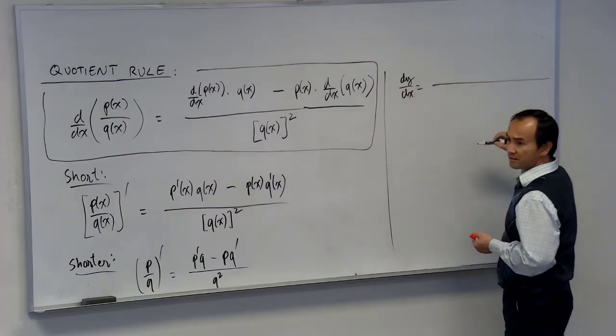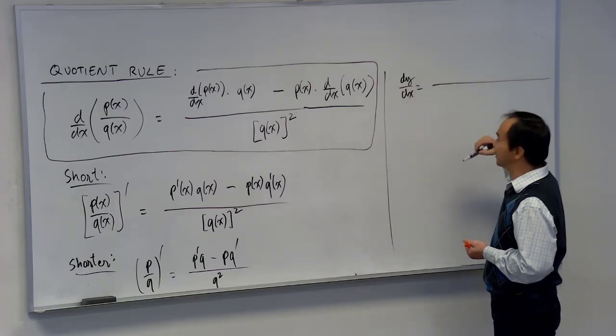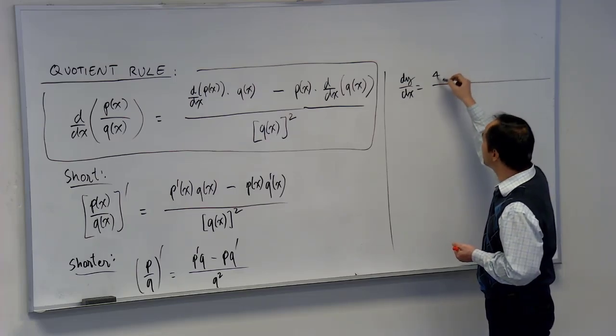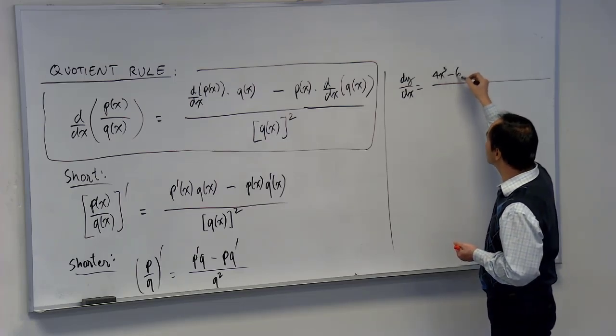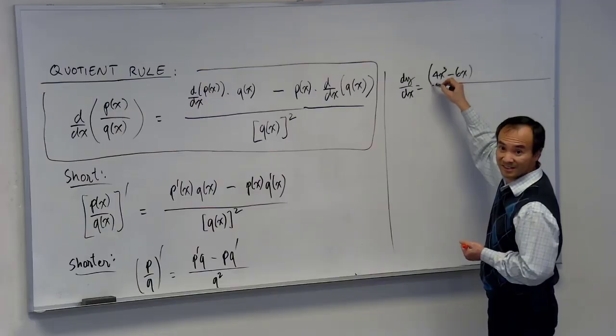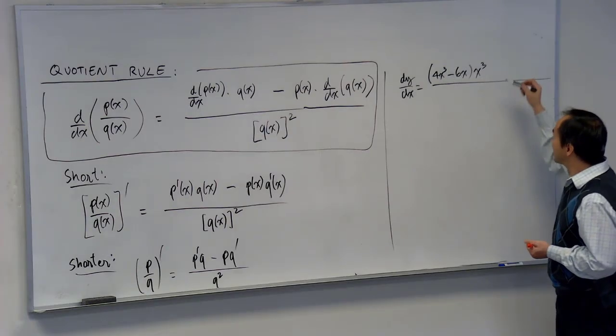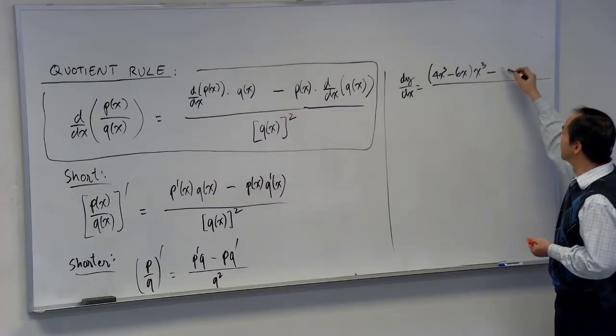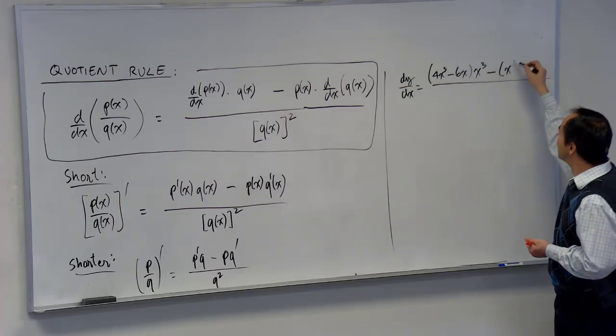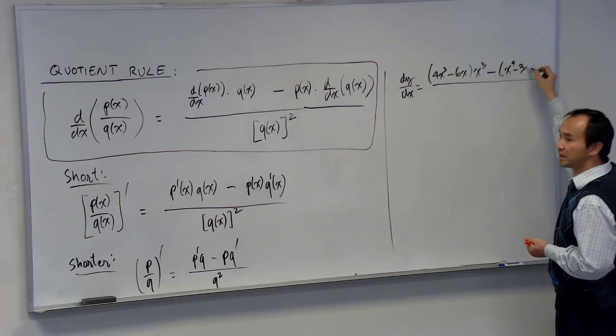So in that numerator, x to the fourth minus 3x squared, when we take the prime here, it gives me 4x cubed minus 6x. Okay, you guys agree? Right. And then that needs to multiply with x cubed. And then I'm subtracting, right? And then there's your p of x that we keep the same: x to the fourth minus 3x squared, right?